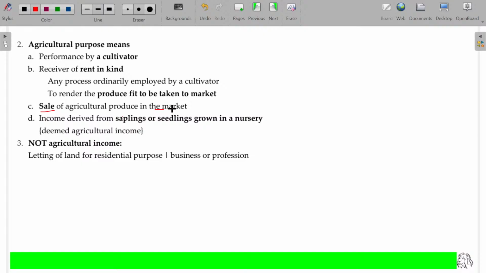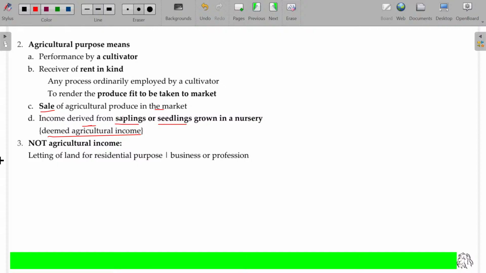Not being in the primary market, if it is routed through a mall like, then it will not come under agricultural produce. Income derived from saplings and seedlings grown in a nursery will also be deemed agricultural income. If you have a nursery garden, with rose plants, some other flowers, crotons, some indoor plants, and I am growing or preparing saplings and doing all these activities, it will fall under deemed agricultural activity.